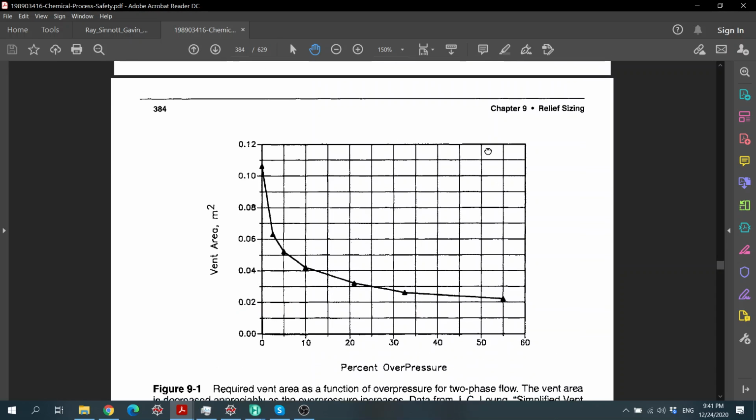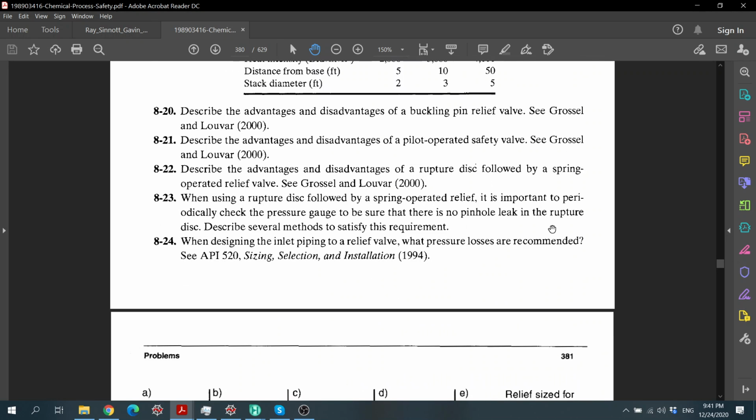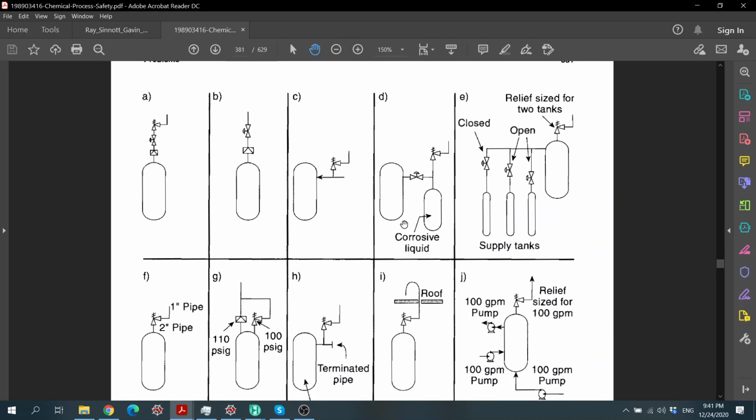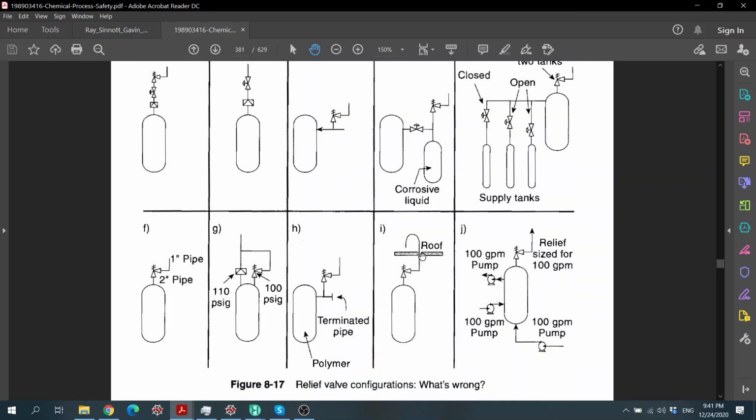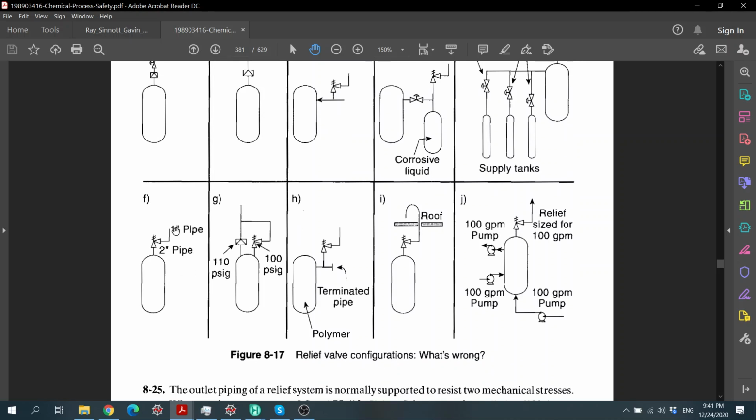So basically, you know orifice, right? I mean valve, right? Do you know how this PSV works? So for example, just take this one. Now, to check your understanding, this one says: what's wrong? So in scheme F, what is wrong here?